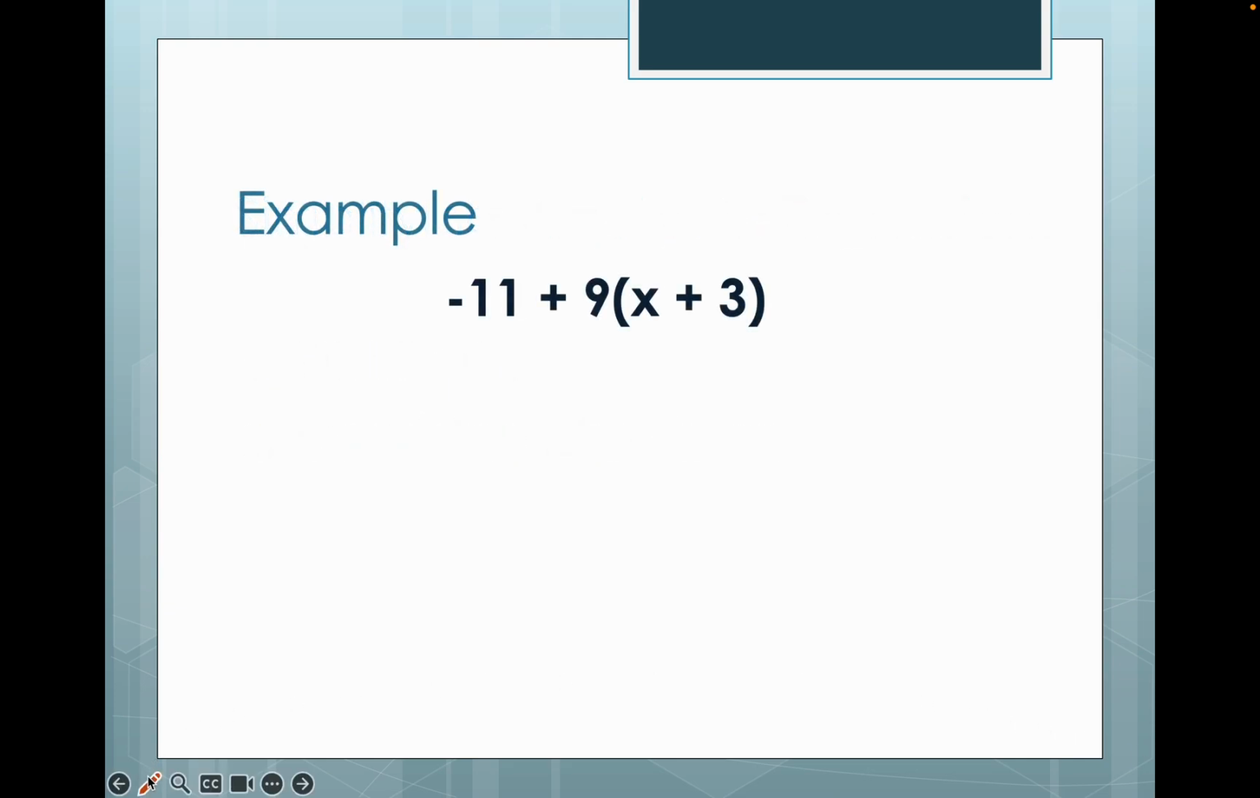Negative 11 plus 9 times the quantity of x plus 3. You're going to start here by distributing the 9 to the x and to the 3. Do not add negative 11 plus 9 first. This is multiplication, and as we know, multiplication comes before addition and subtraction. Once you distribute the 9, you end up with negative 11 plus 9x plus 27.